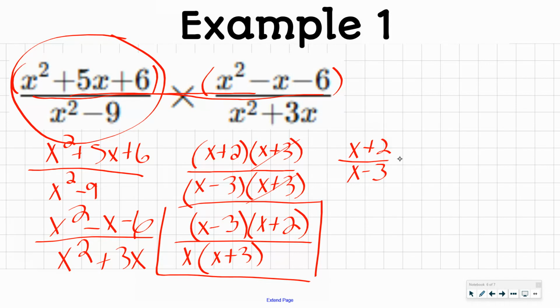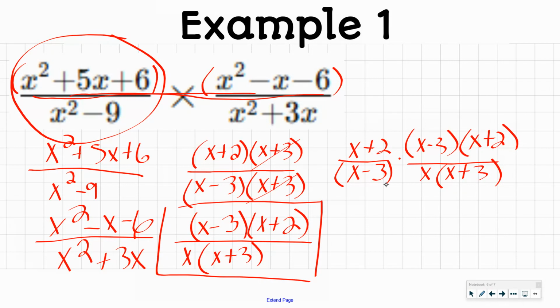So what do we have left here? This is going to go back up here. We're multiplying x minus 3 and x plus 2 over x times x plus 3. Now do you see anything that we can cross out? Notice how there's an x minus 3 down here and an x minus 3 up here. So I can simplify that again.